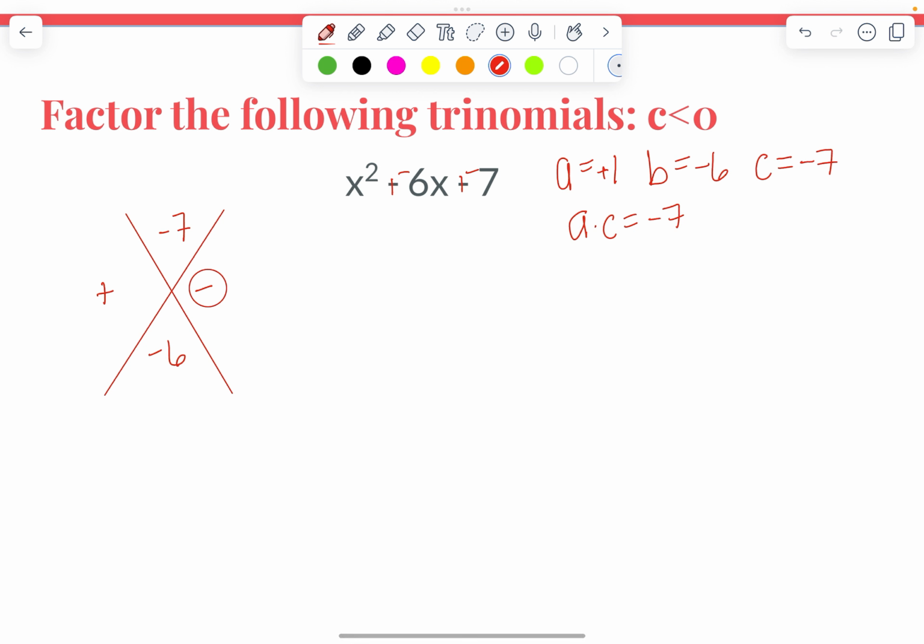Now that I have the sides figured out, I can ignore the signs of the top and bottom and just think to myself, I need two numbers that multiply to 7 and subtract to 6. Well, the only way to multiply to 7 is 7 times 1. If I subtracted those, I would get 6. But we said the bigger one has to be negative. So negative 7, positive 1. X plus 1, X take away 7, or X plus negative 7.